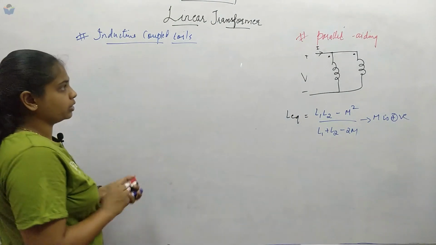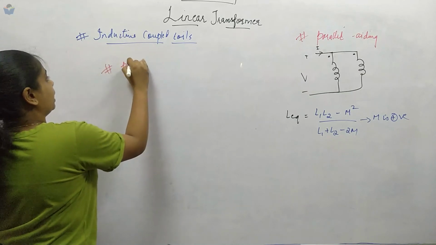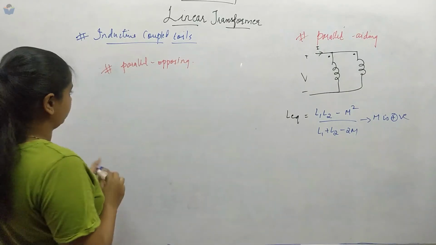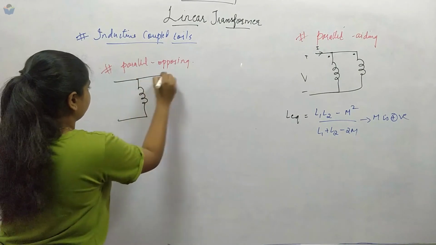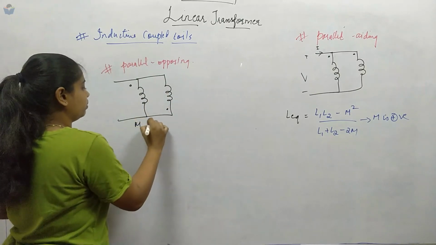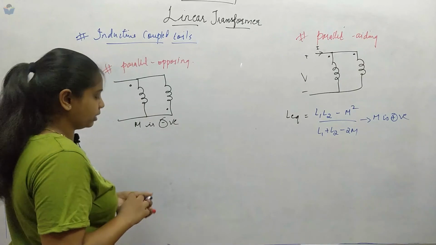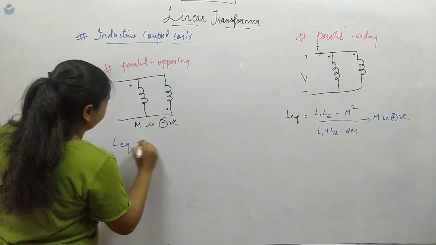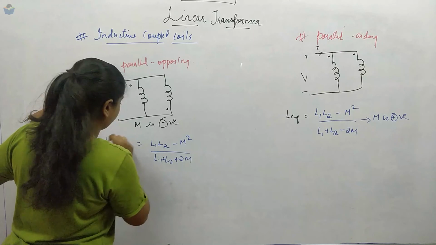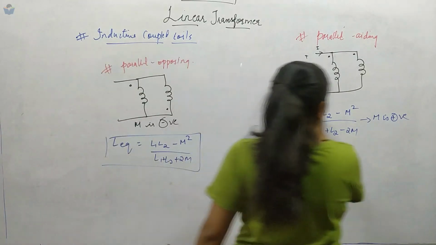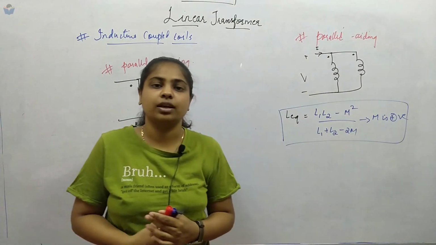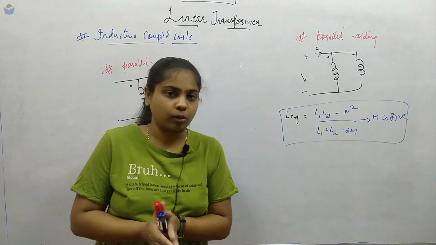Coming to parallel opposing, the dot convention will be just opposite to each other. Our diagram looks somewhat like this: here is one dot, here is one dot, so one current will be entering and one leaving. Here M is negative. When M is negative, our L equivalent numerator will be the same, and the denominator will have the positive sign, L1 plus L2 plus 2M. So this is for parallel opposing and this is for parallel aiding. This is about the linear transformer. In the next lecture, we will see the ideal transformer and some problems based on it. Thank you.